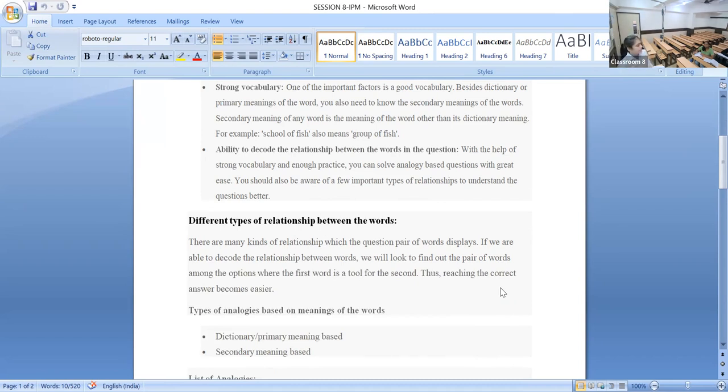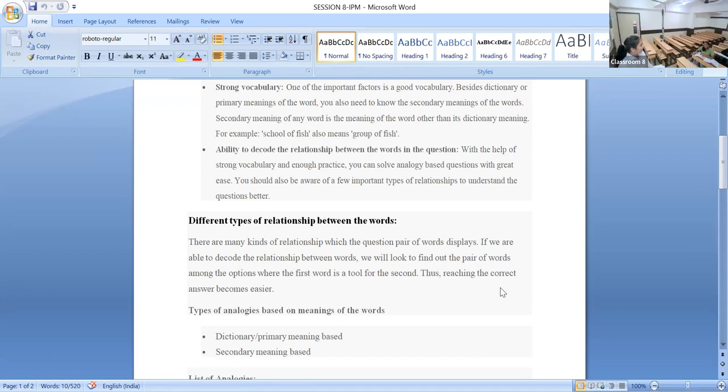Can anyone guess what this is? Rahul, Agrima, Sneha, anyone? What do we mean by this? First word is a tool for the second. It means that by using the first word, you can guess the meaning of the other. You can determine the relationship, basically.